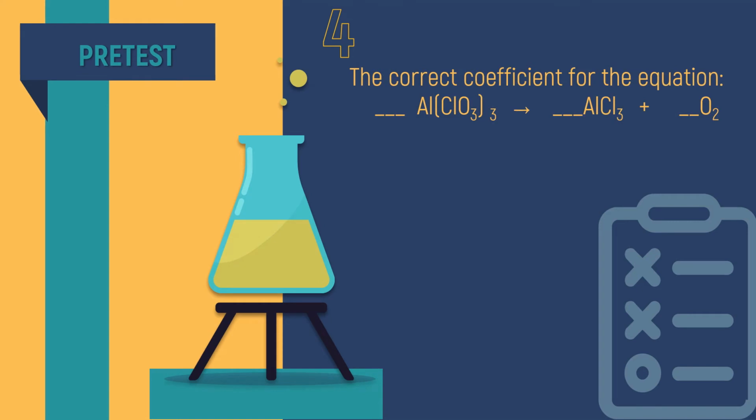Number 4. The correct coefficients for the equation: aluminum chlorate decomposes producing aluminum chloride and oxygen gas. Letter A. 2, 2, and 6. B. 2, 2, 9. Letter C. 2, 2, 3. Letter D. 2, 2, 2.